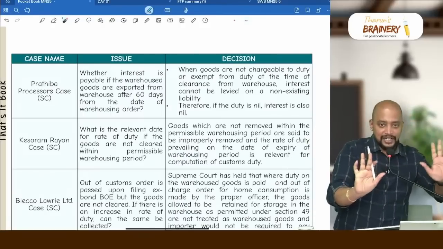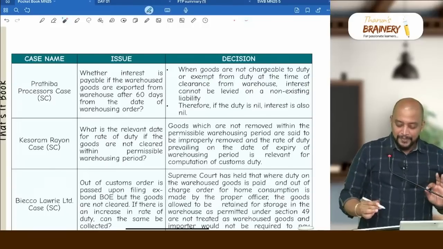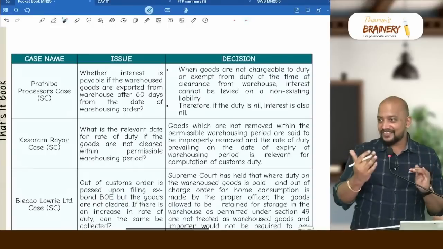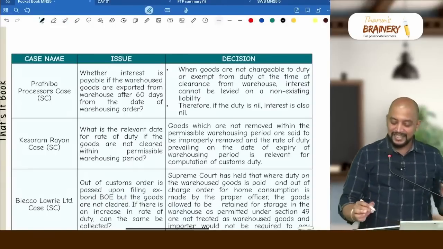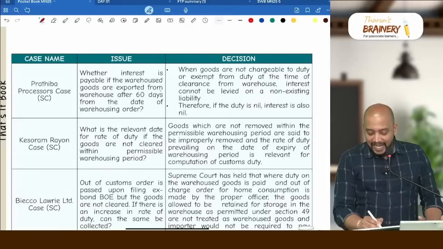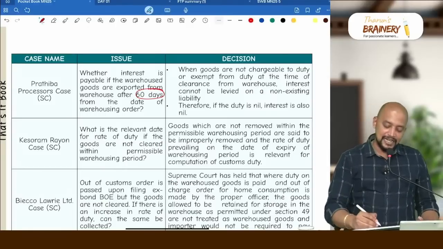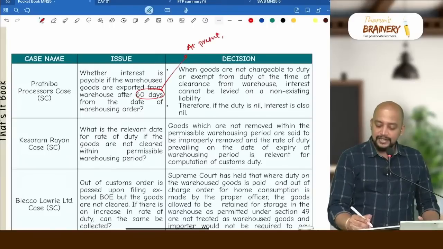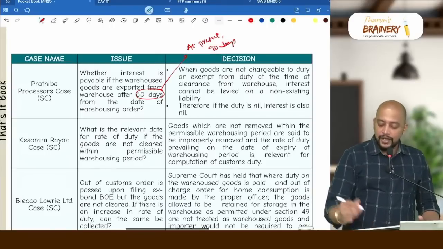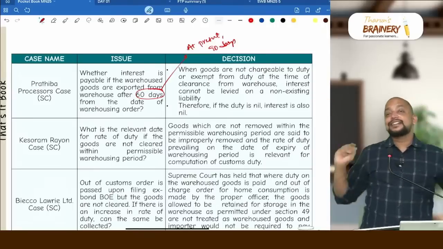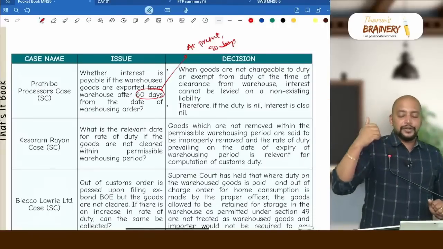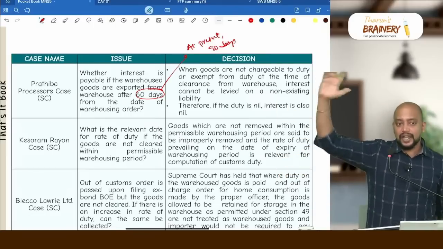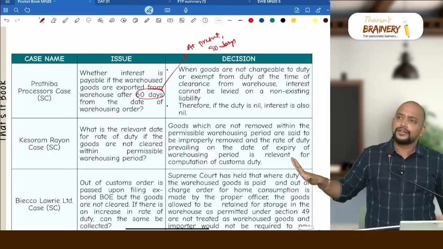Okay, don't you worry. So 90 days only, or after the interest-free period, that will be better. Or you can modify this, but actually in the case law it was 60 days, at present 90 days. Now it is not about that 60 or 90. The problem is that the goods are exported after 90 days. Whether we need to pay the warehousing interest.